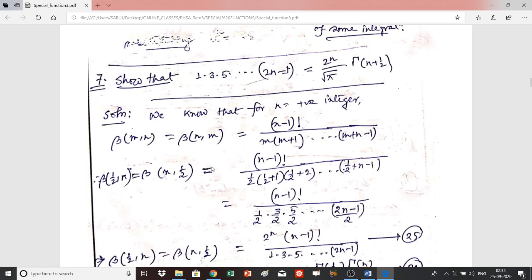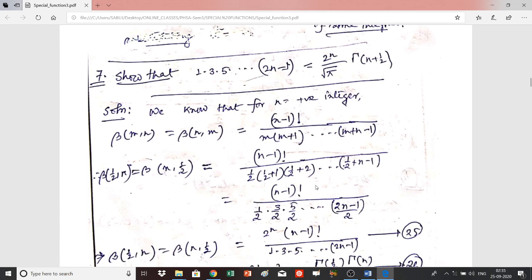I am here to use the value of m is equal to half in this expression. So these two can be written as equal because you know the symmetric property of beta function. So in this expression just replace n by half. So here is n minus 1 factorial, then half is here, and from here half plus 1, and from the next term it will come half plus 2, and in this way in this term half plus n minus 1. Just simplify it.